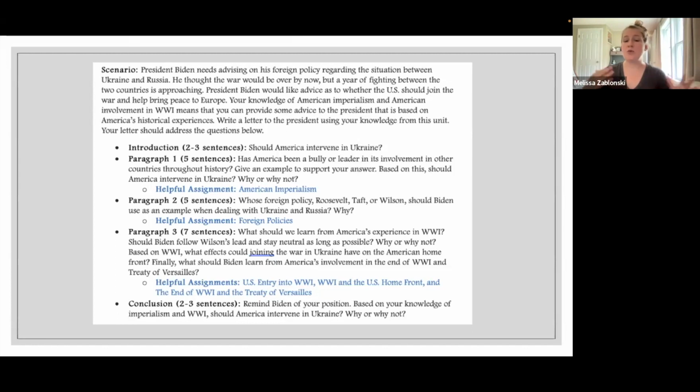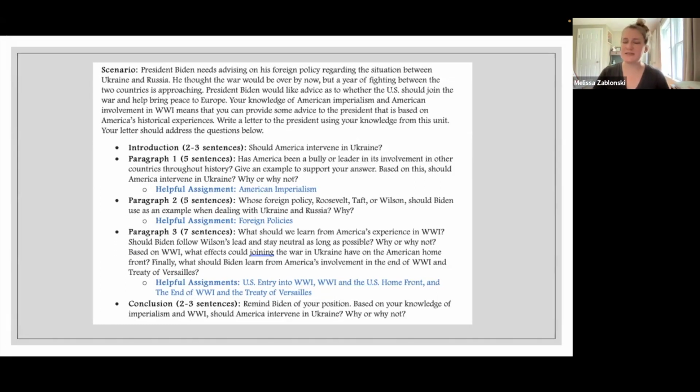And then when it came to Wilson's role in negotiating the peace of World War I, what should Biden learn from that? Does America want that responsibility again? Should we try to do something similar to what was done in World War I? That's what they have to argue. Lastly, they conclude by reminding Biden of their position, and overall, why we should or should not intervene in Ukraine.